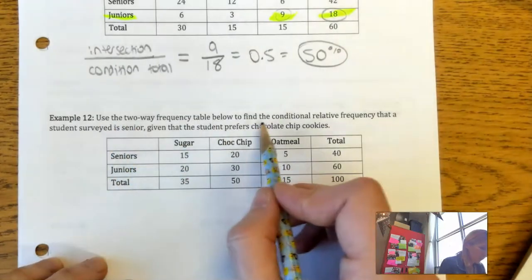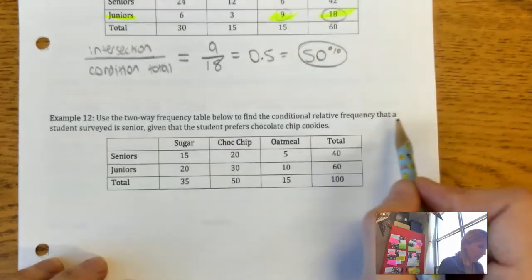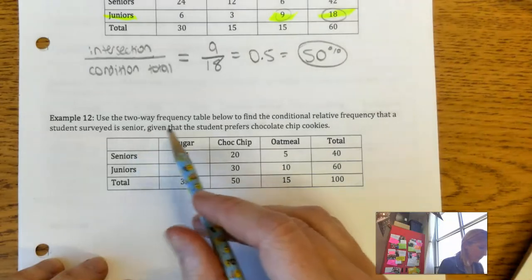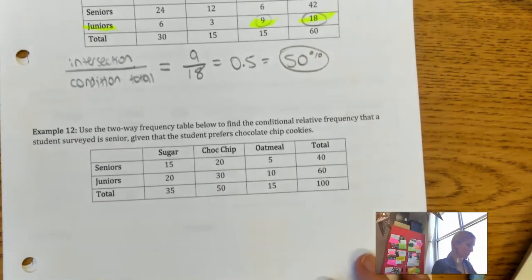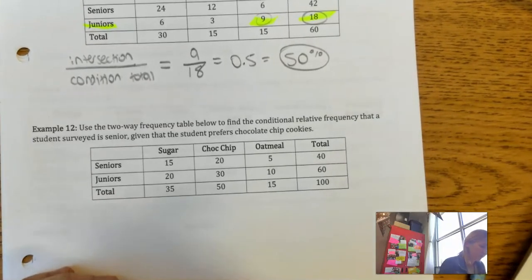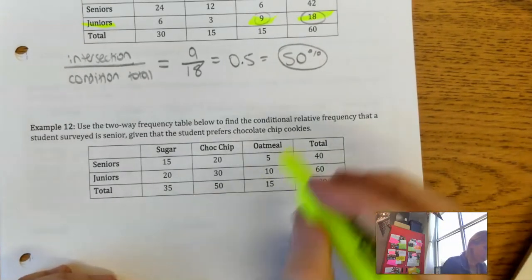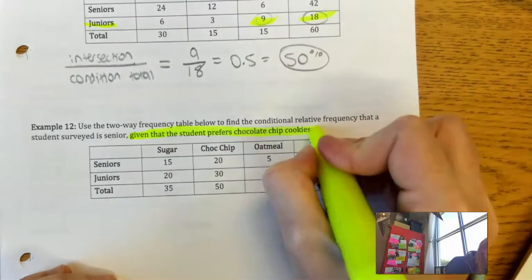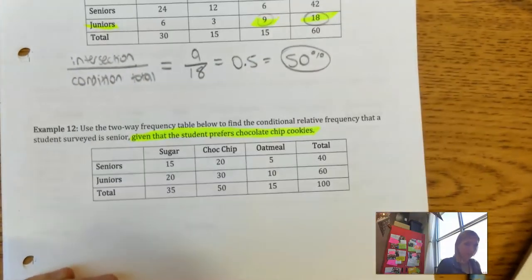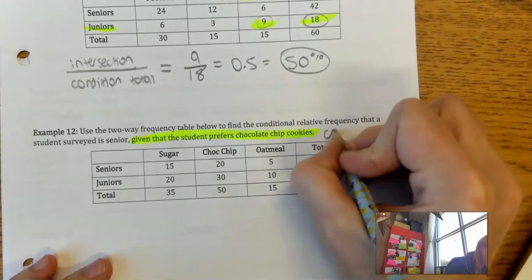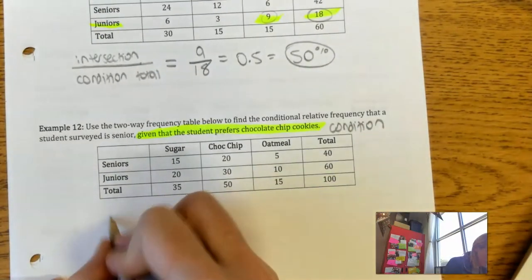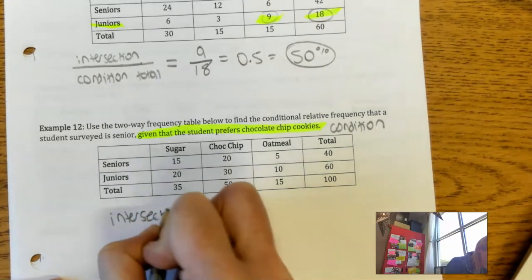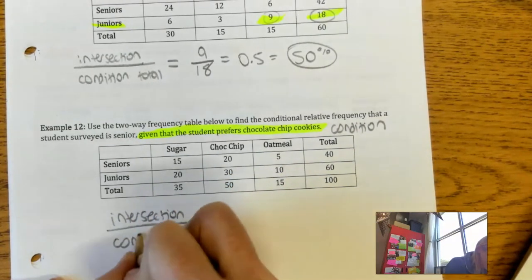All right, use the two-way frequency table below to find the conditional relative frequency that a student surveyed is a senior, given that the student prefers chocolate chip cookies. So tell me what you think the condition is first. I hope you said that the condition is that the student prefers chocolate chip cookies. So we know it's intersection over condition total.